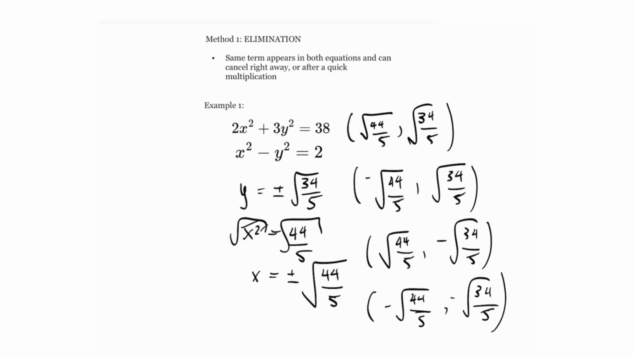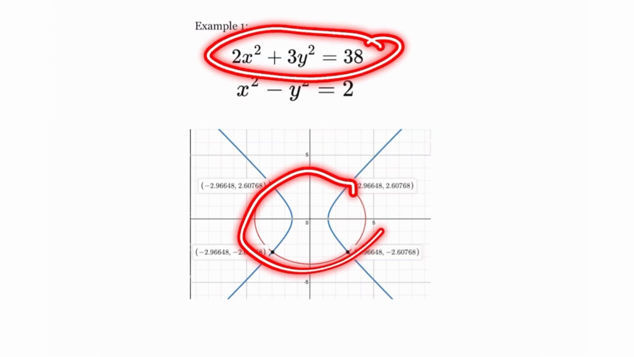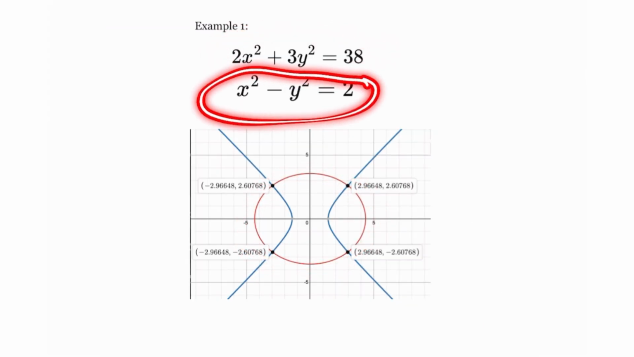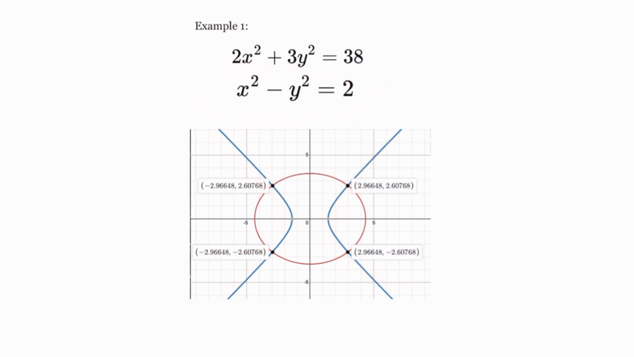Now I just want to take a moment to show you what this actually looks like on a graph. So we have that first equation there as a circle and the second equation there represented in blue, and we clearly see that there are these 4 points of intersection.